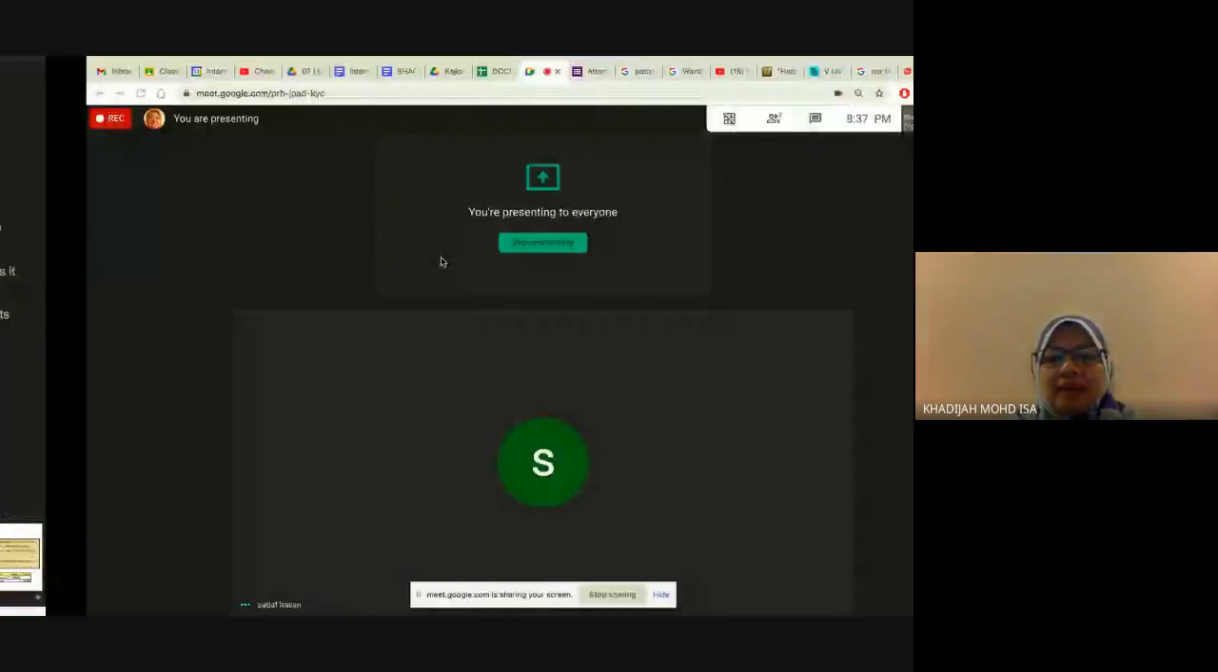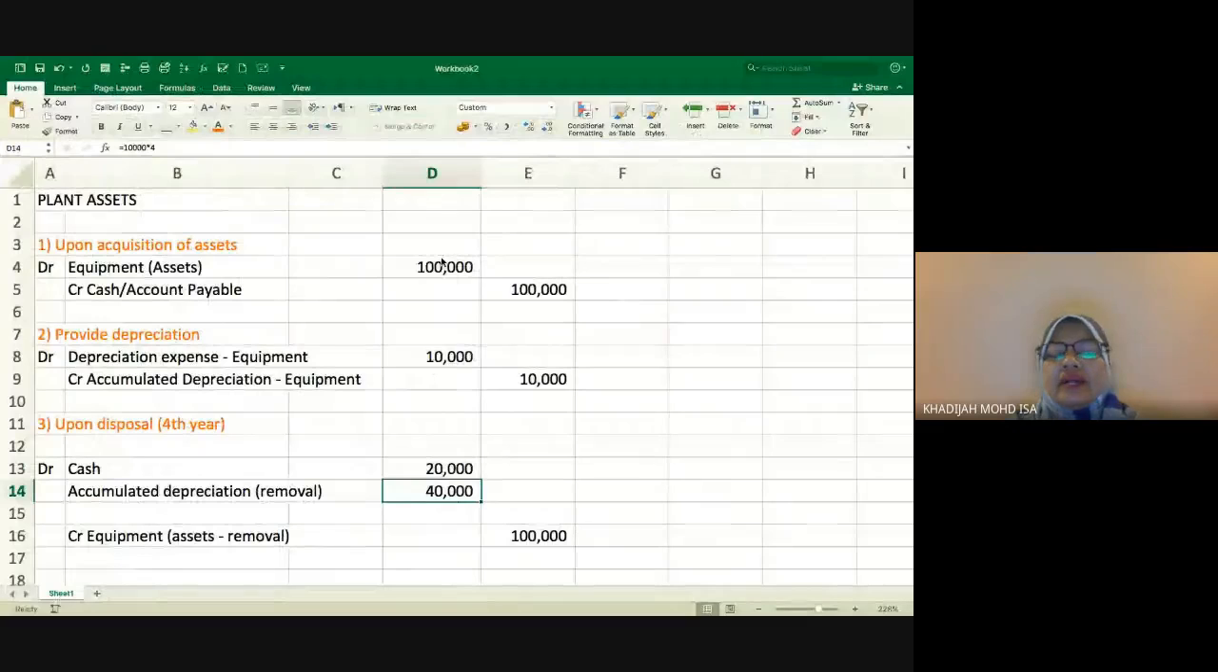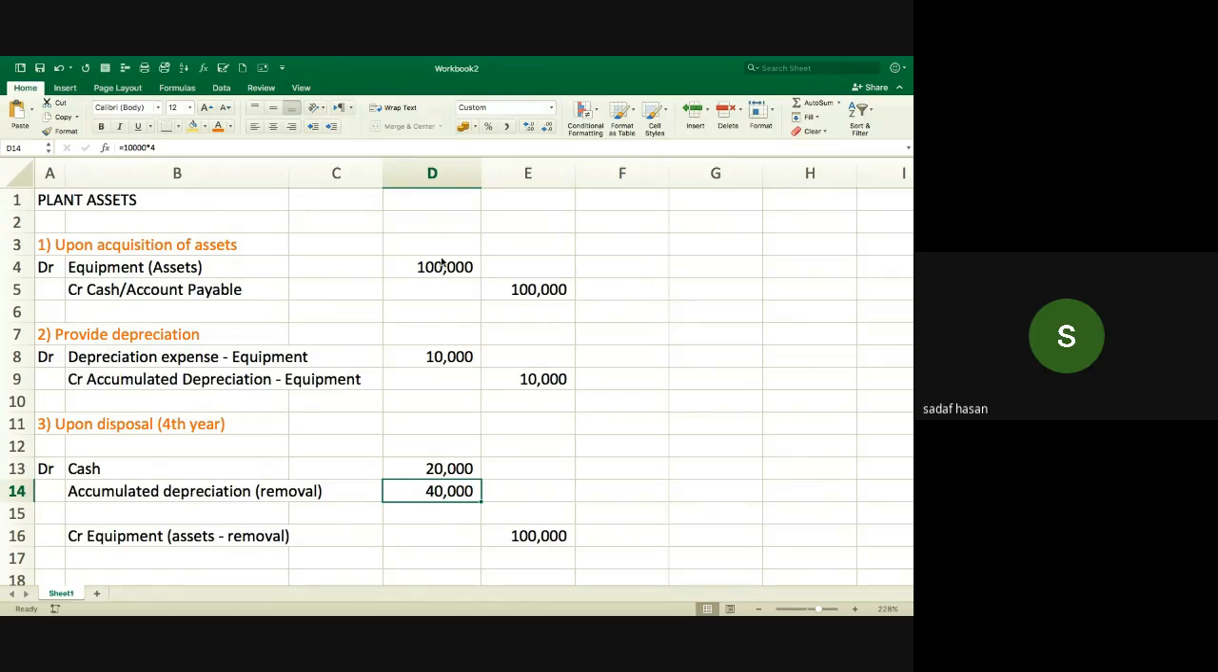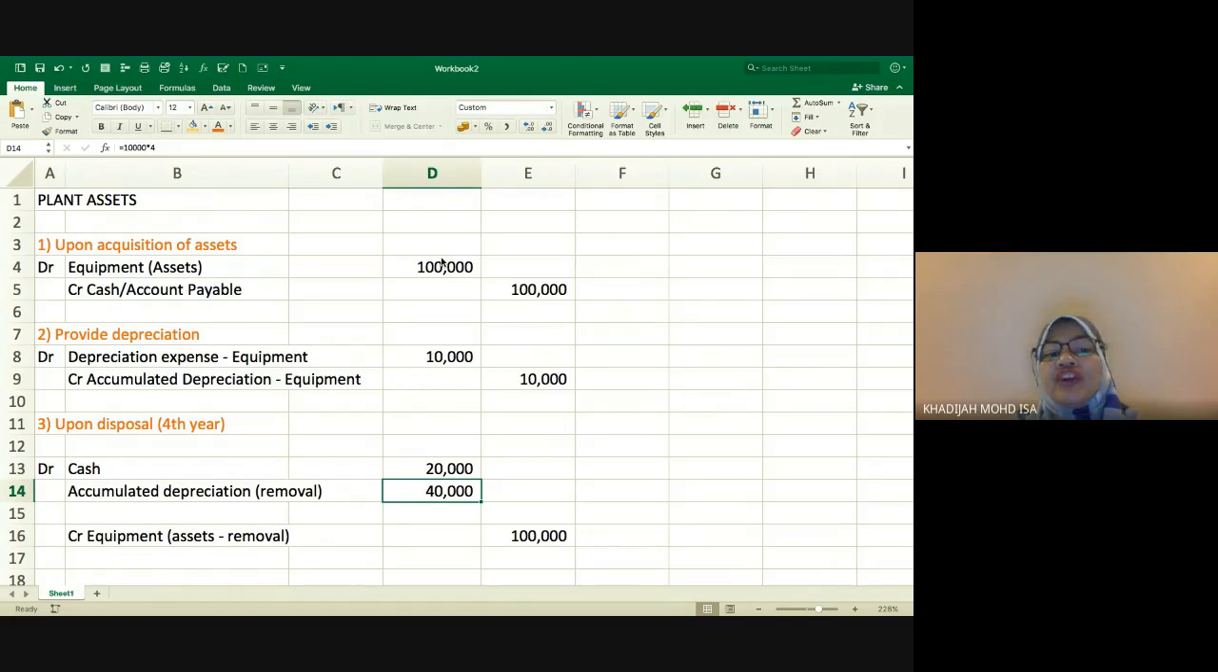So what happened is that, let's say you continue to provide depreciation even in the year of disposal. Can you remember that? Yes, ma'am. So if you're in the fourth year, you still provide 4 years of depreciation. 4 years of depreciation is 10,000 per year, so you have 40,000 over 4 years. Now, using this information, what is the net book value of the asset?